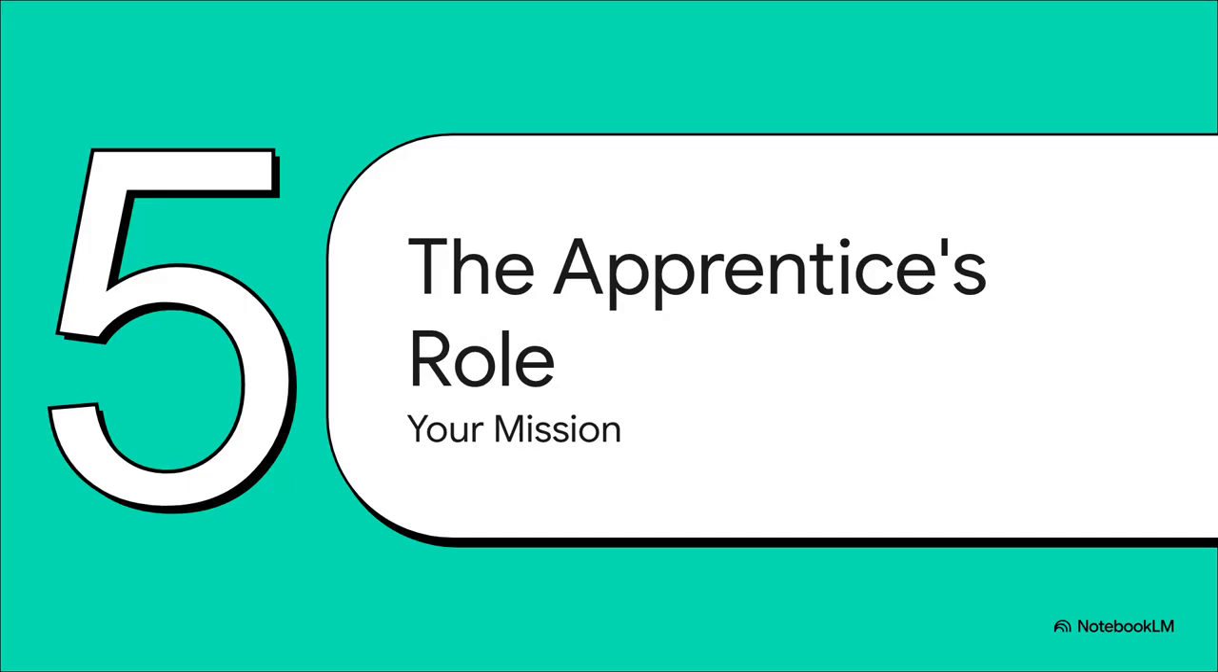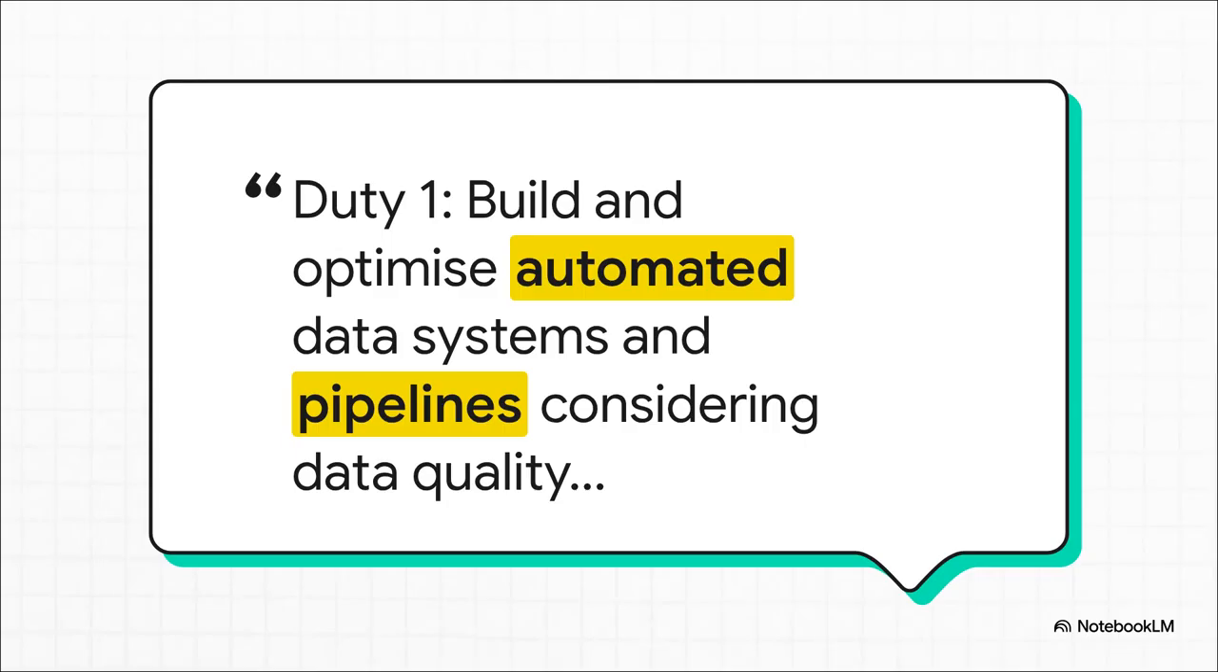All right, now if you're a level 5 data engineering apprentice, you need to listen up because this isn't just some interesting theory. This is literally the core of your job. I mean, the official apprenticeship standard couldn't be any clearer. Your very first duty is right there in black and white. Build and optimize automated data systems and pipelines. And look, it specifically calls out data quality, cleaning, validation, all the stuff we just saw with Hungry Now. This is your bread and butter.